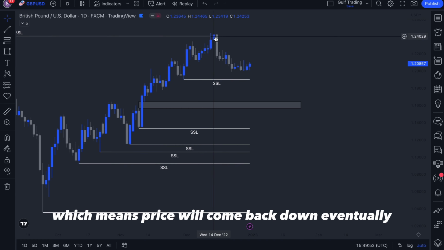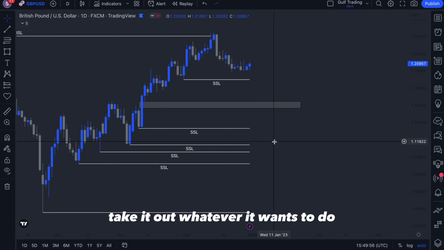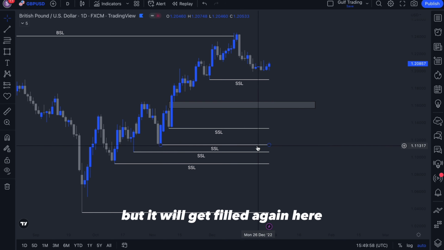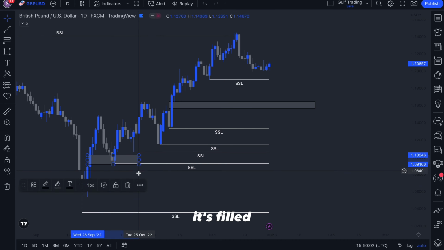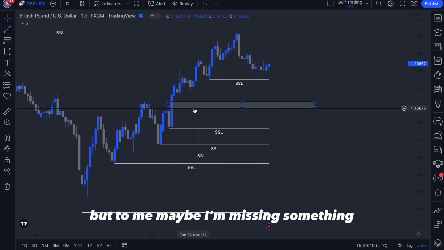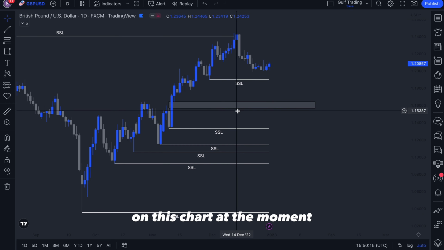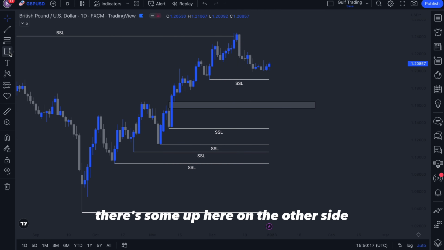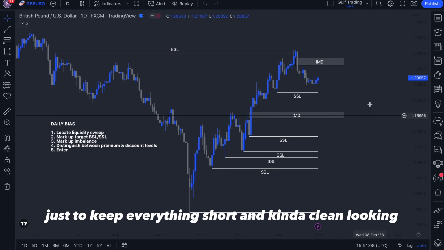Sometimes it doesn't, which means price will come back down eventually to fill some of it, all of it, take it out, whatever it wants to do, but it will get filled again here. Some imbalance gets filled, and then price goes up. But to me, maybe I'm missing something, that looks like the only fresh imbalance on this chart at the moment. There's some up here on the other side, which you can mark up as well. I've just labeled it IMB, to keep everything short and clean looking.